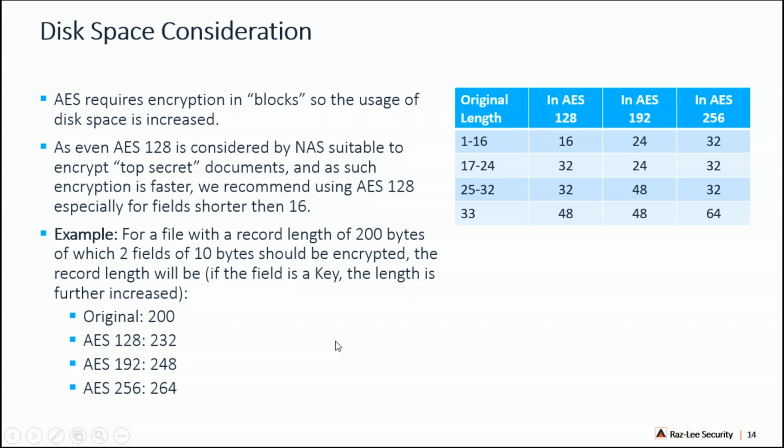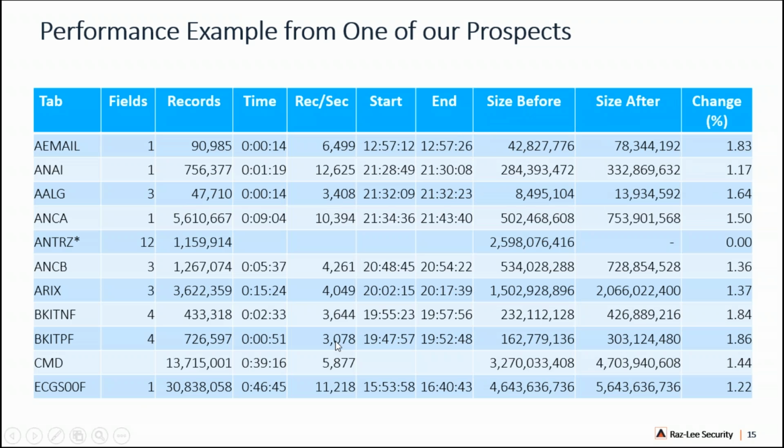One of our customers made a test on his environment. He encrypted many fields, and the result was that with some of the files, he got just 17% increase in the disk space, while with others, he managed to get to almost 80% increase. Okay? So this is the situation.